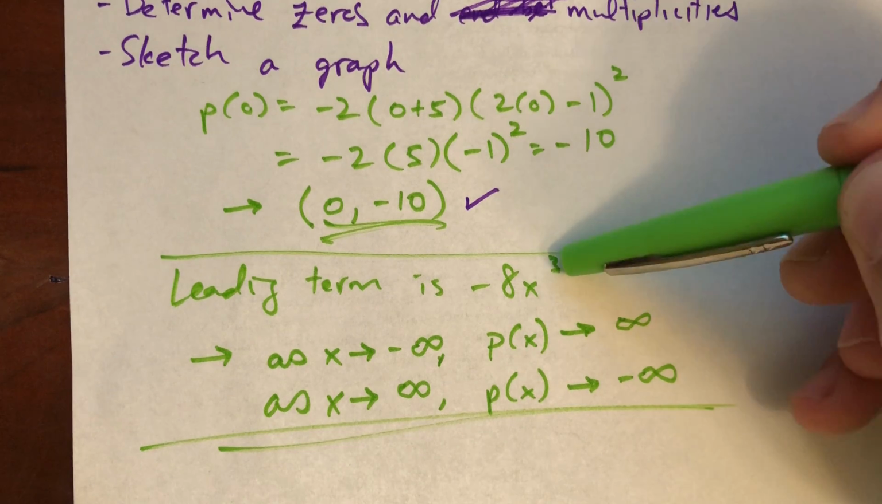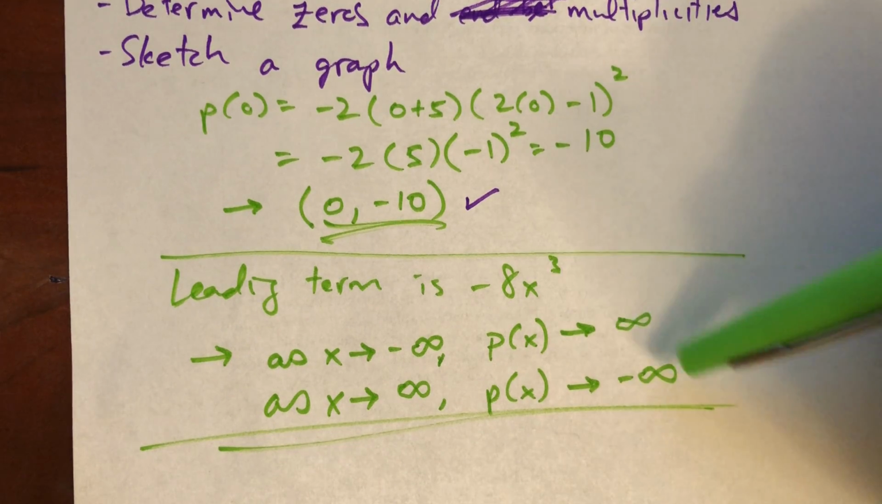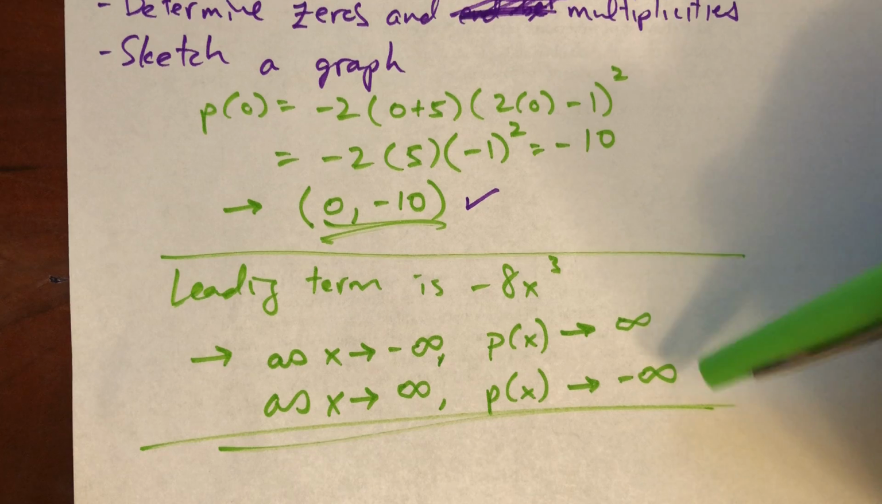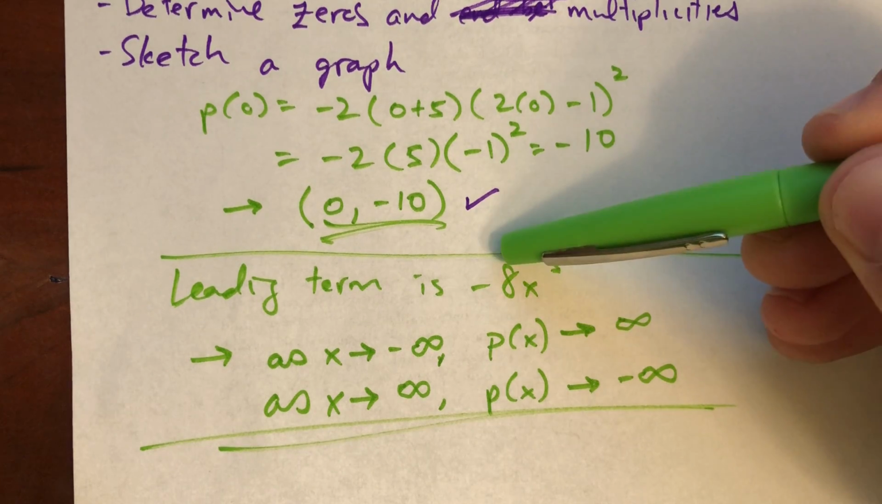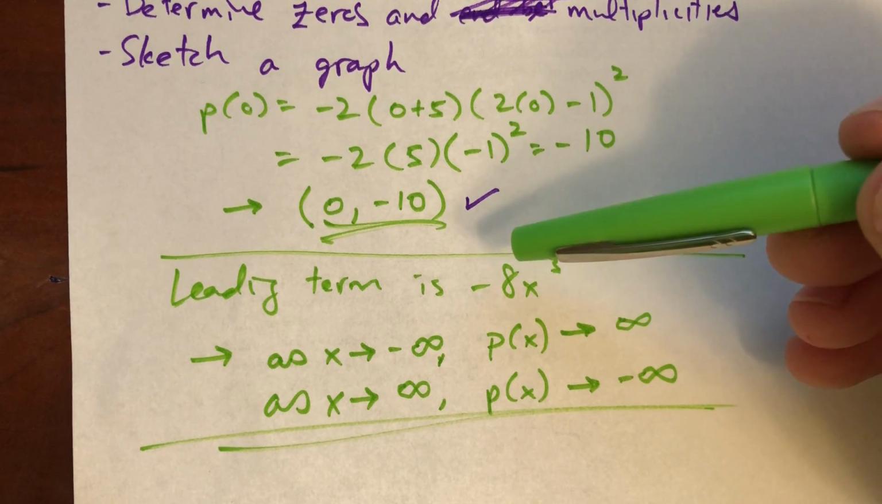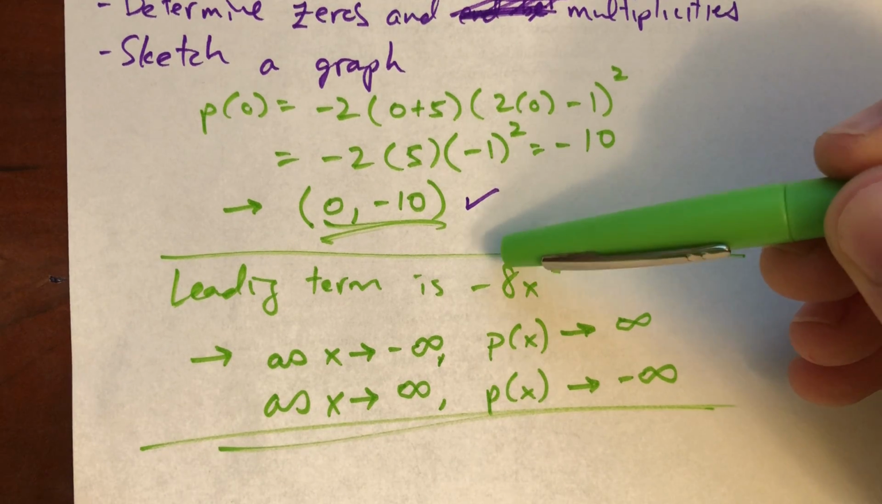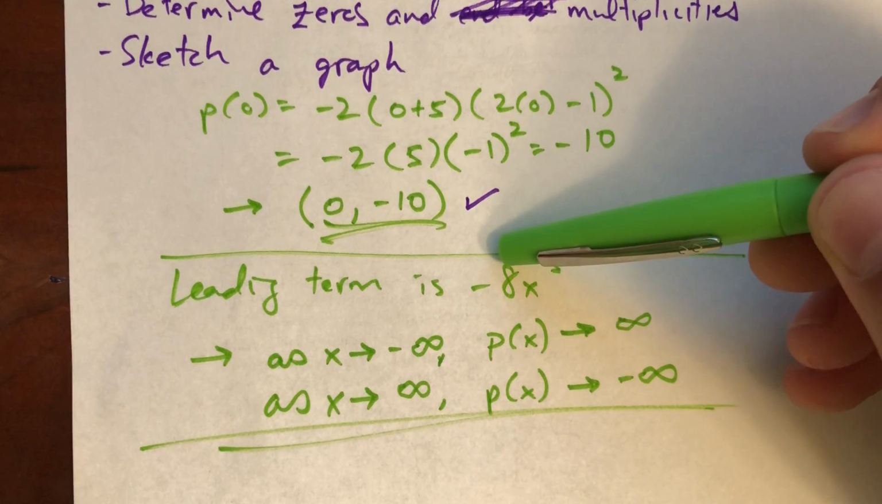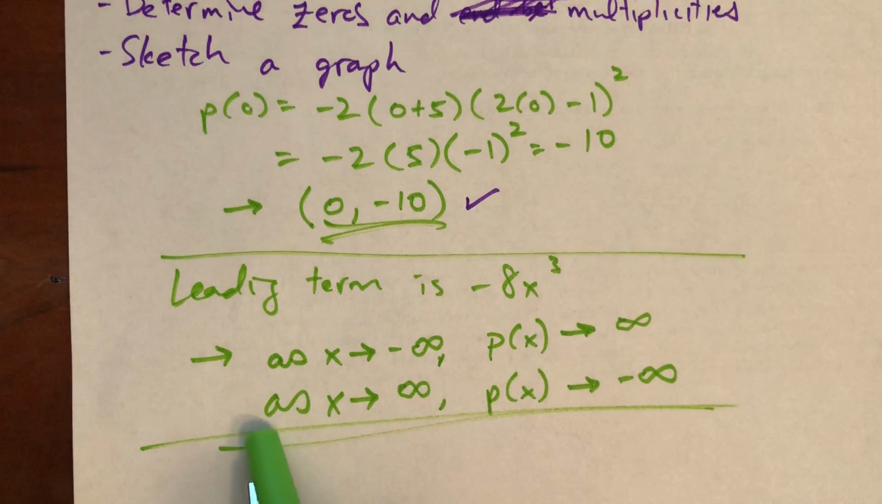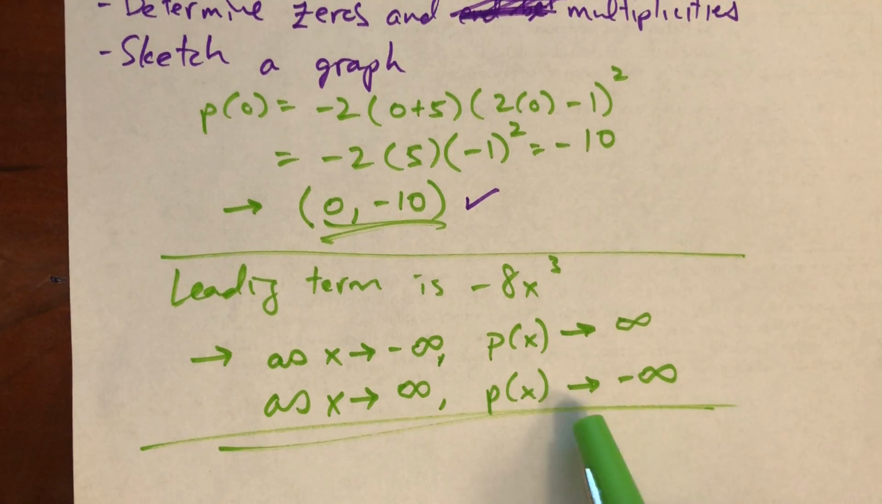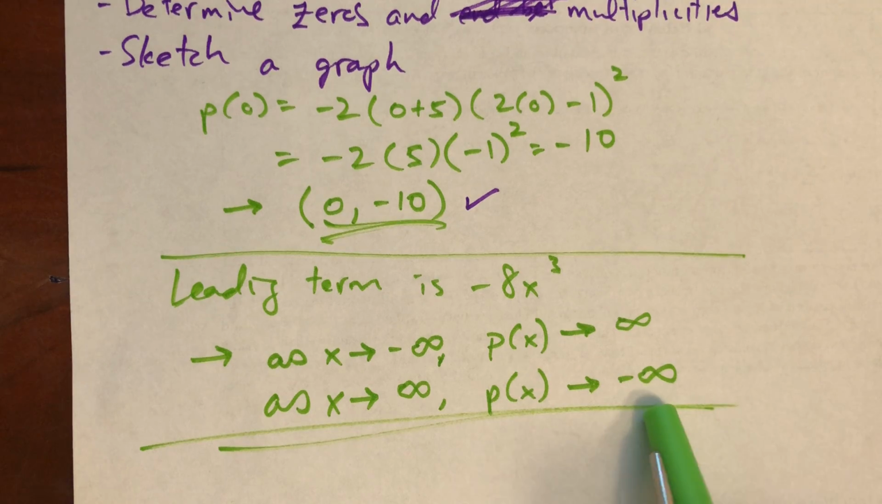If we have an odd degree, then the end behavior is going to be opposite, right? One's going to be up, one's going to be down. If our leading coefficient is positive, then it's going to go up on the right. And if our leading coefficient is negative, that means it's going to go down on the right. So that's what this is. As x goes toward infinity, that's to the right, then our function goes down.